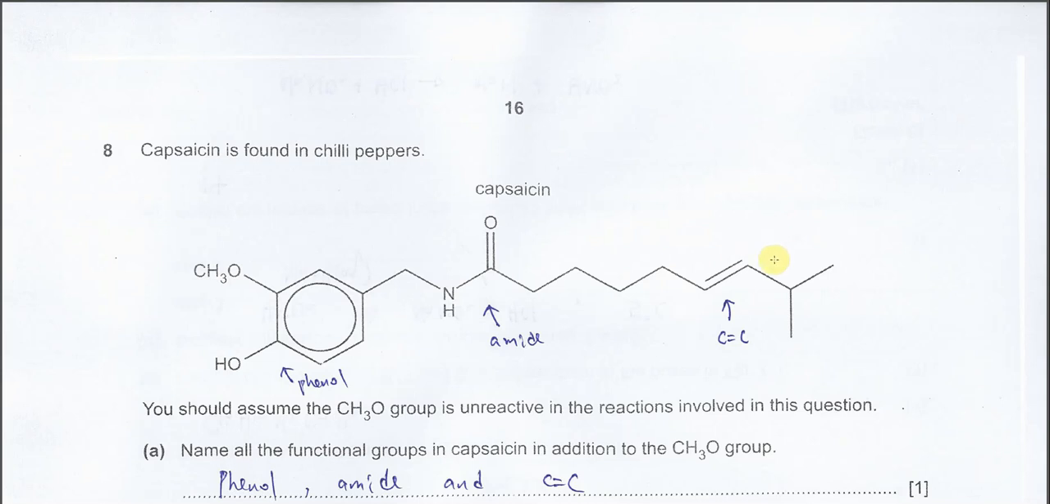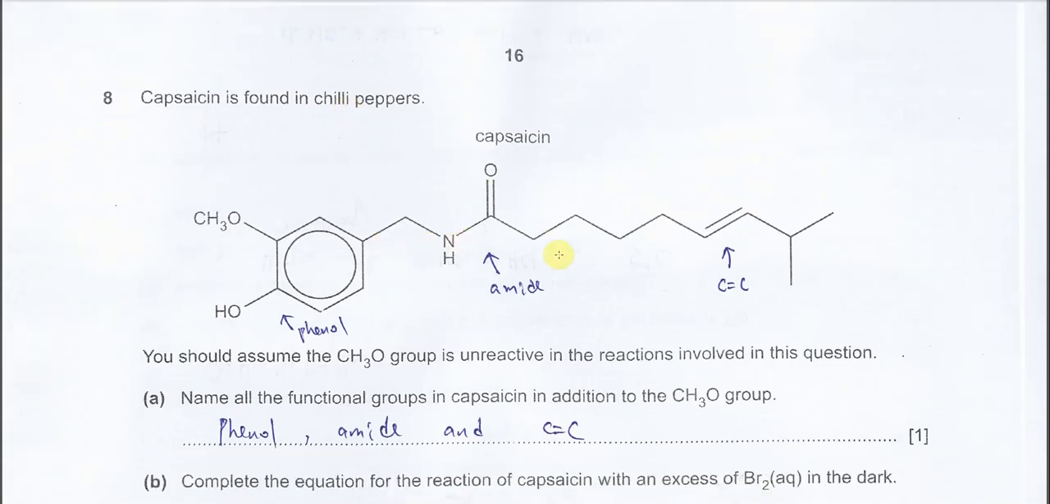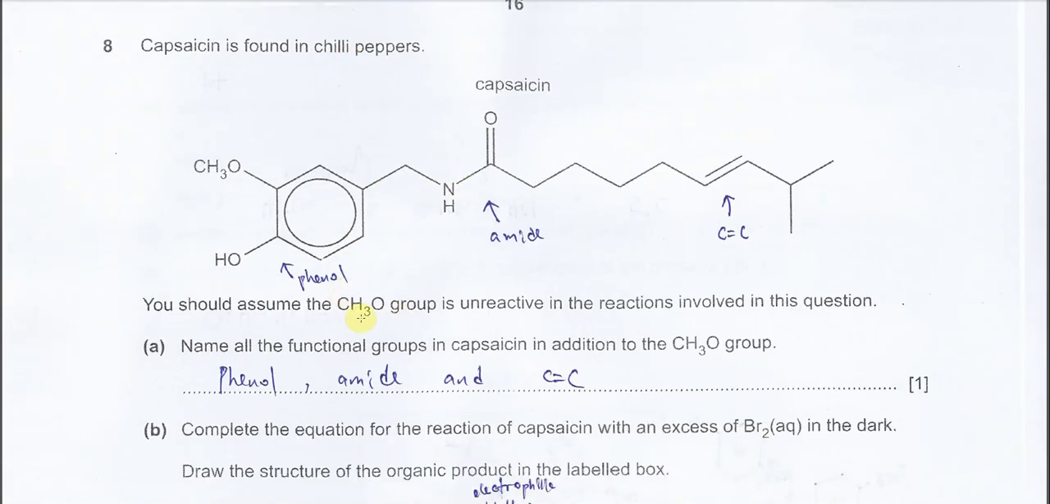Question 8. Capsaicin is found in chili peppers, and this is its structure. You should assume the CH3 group is unreactive in this question. Part A. Name all the functional groups in this capsaicin in addition to this CH3O group.